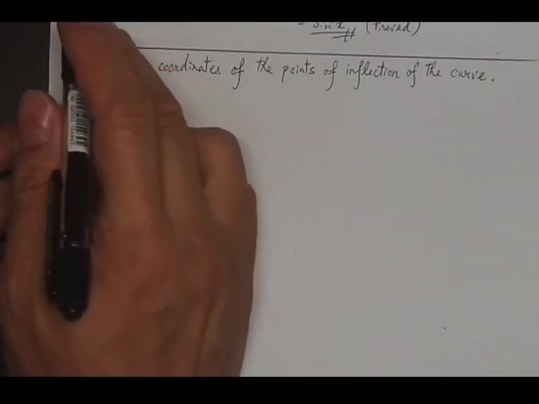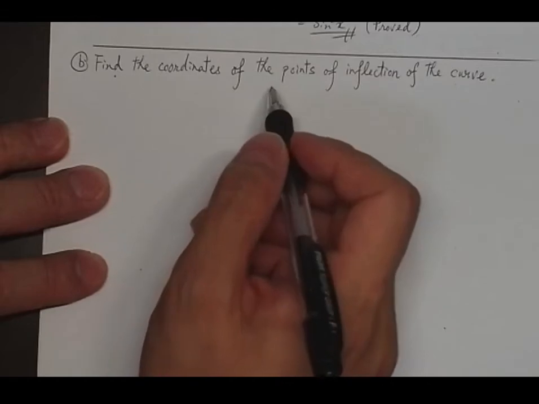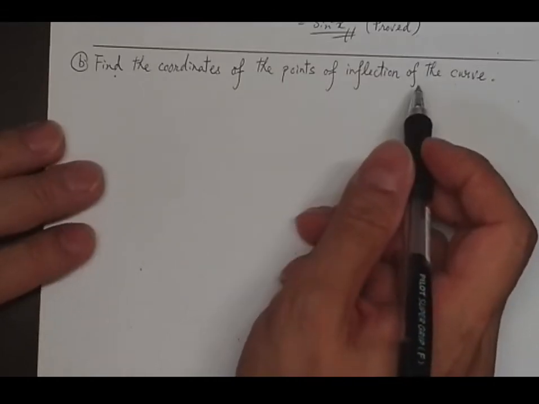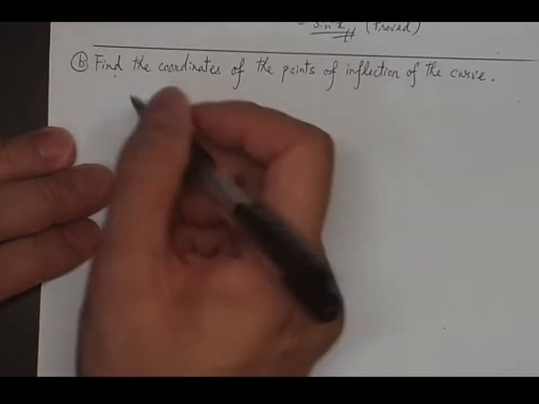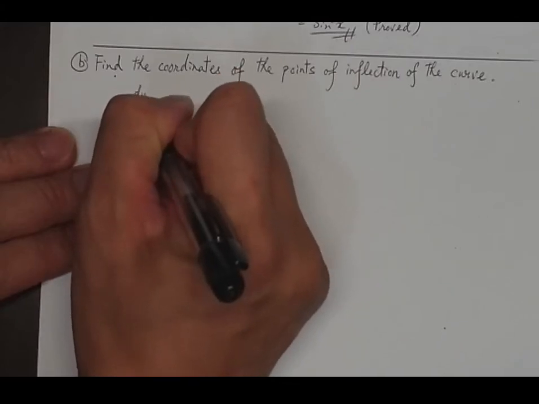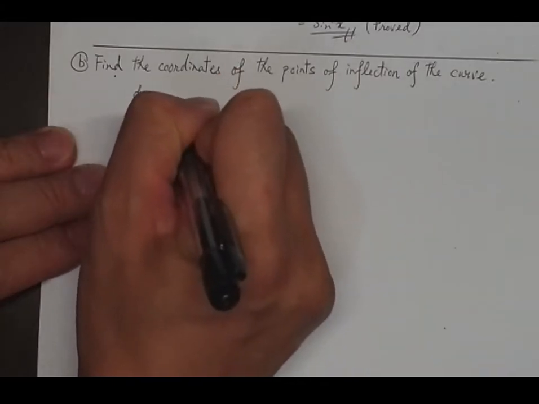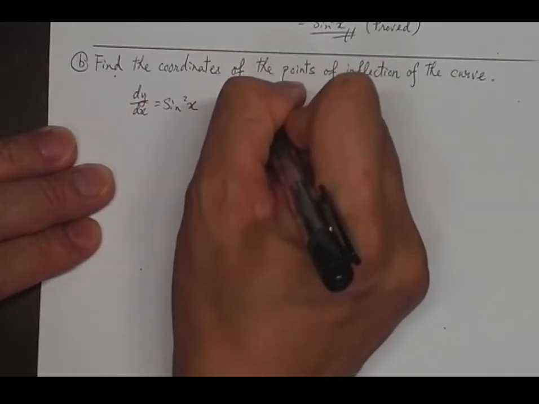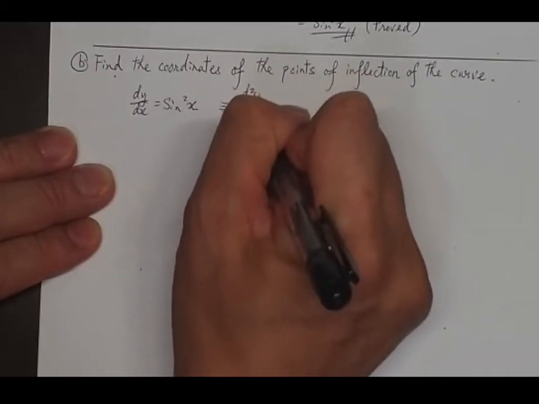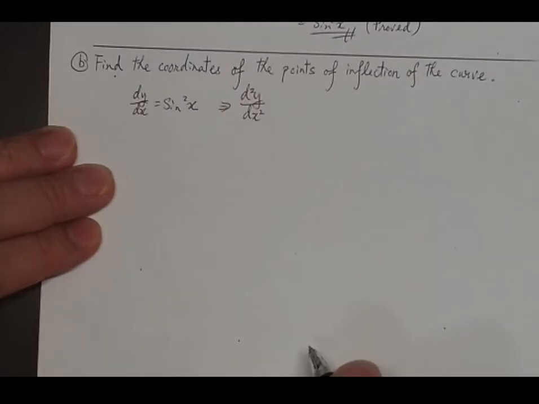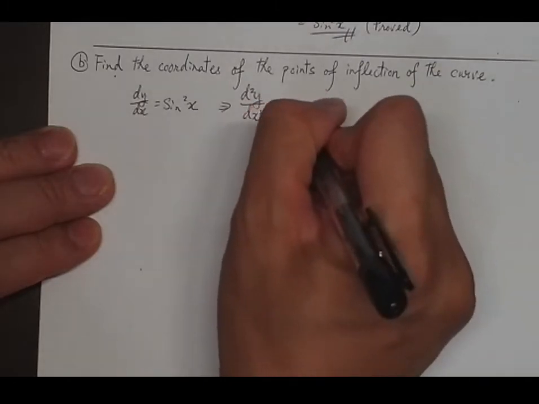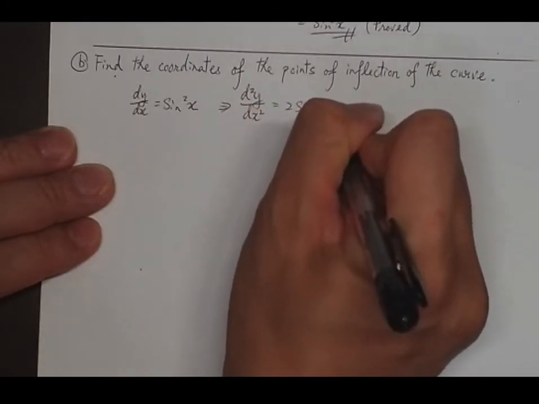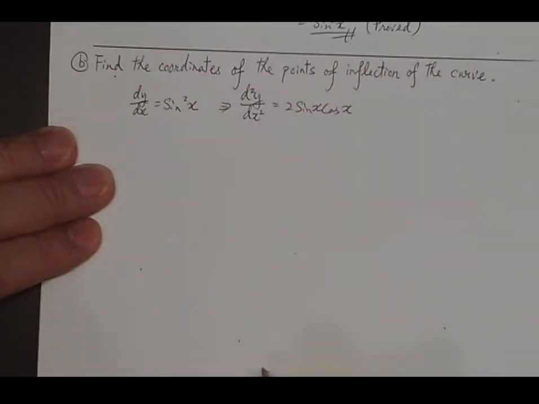Question 2b, find the coordinates of the points of inflection of the curve. We know that dy by dx is equal to sine squared x from part a. That means we differentiate a second time. We get d squared y by dx squared equal to 2 sine x cosine x.